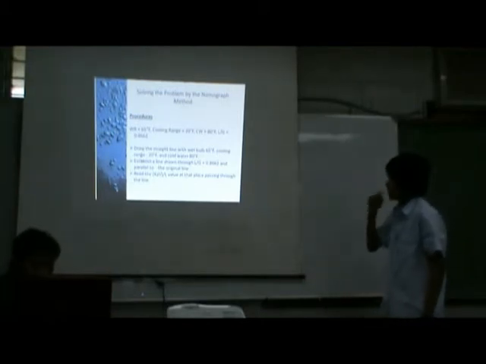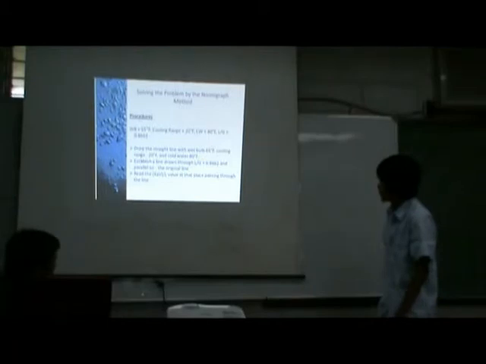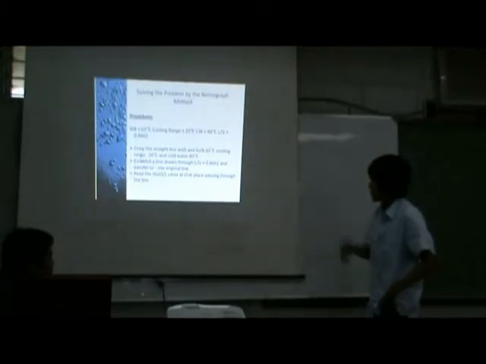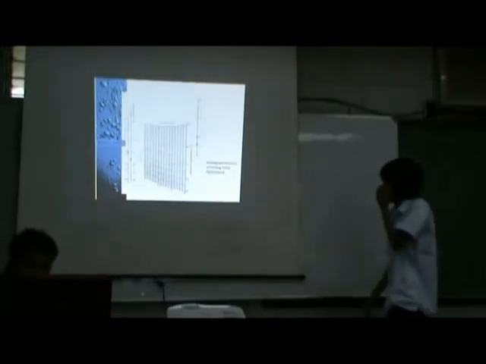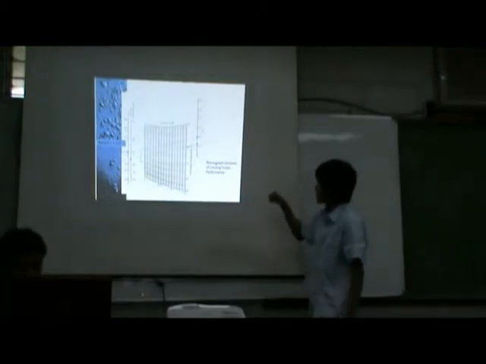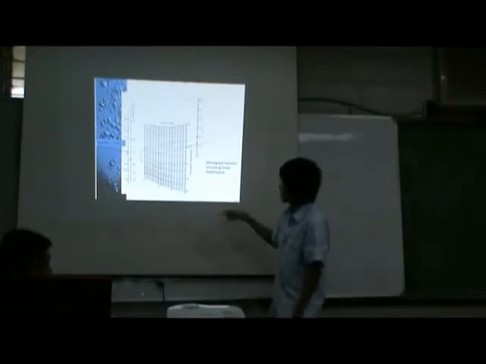Meron kang wet bulb temperature na 65 degrees Fahrenheit, cooling range na 20 degrees Fahrenheit, cold water temperature na 80 degrees Fahrenheit, tsaka L over G ratio na 0.8662. So, yung paggamit sa nomograph, yung una, given tayo ng cooling range tapos cold water temperature. Given din tayo ng wet bulb temperature natin.